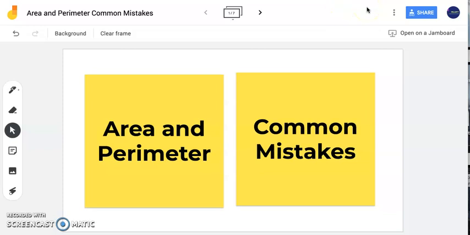Hello, this video is going to focus on common mistakes made when finding area and perimeter of rectangles and squares. Now, mistakes are proof that you are learning. Mistakes are a good thing. We learn from our mistakes. These are mistakes that many of you made in your assignments over the past few days, and I want to take the time to go over these mistakes so we can learn from them. Mistakes are good things. That means we're learning.